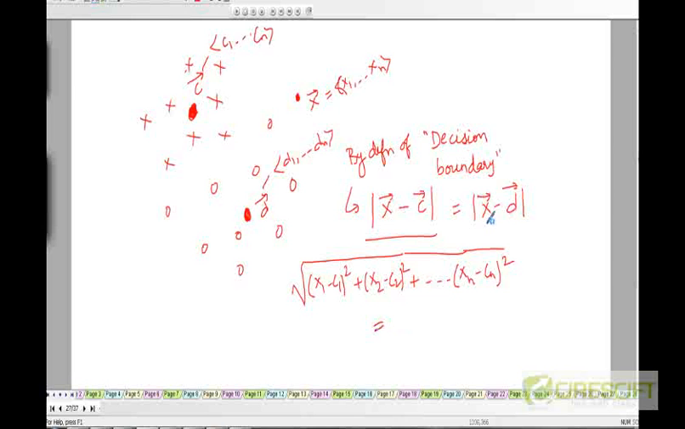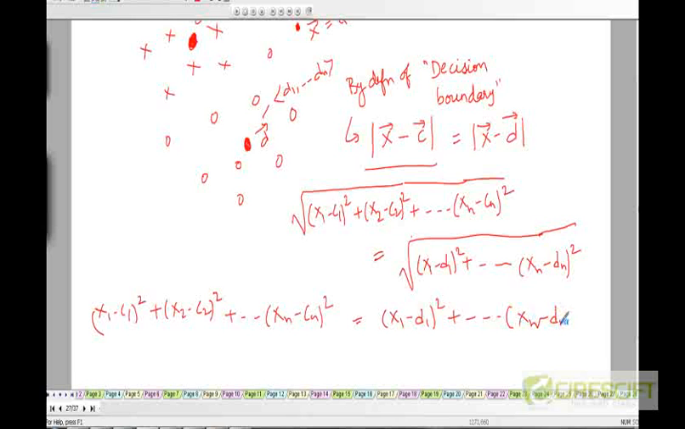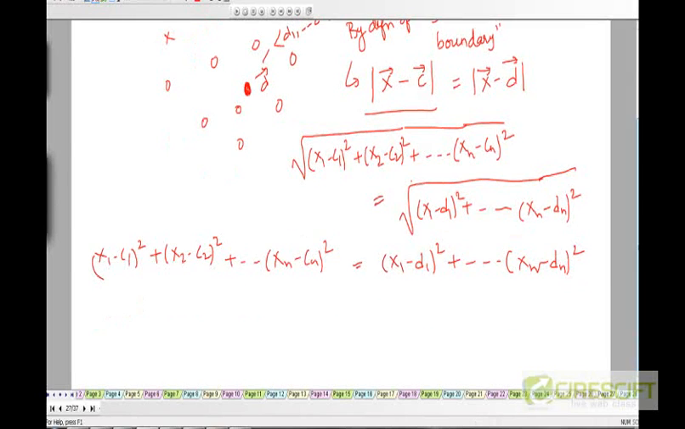Similarly, the magnitude of this vector is the square root of (x1 minus d1) squared so on till (xn minus dn) squared. So you can square both sides here. When you square both sides, you will get (x1 minus c1) squared plus (x2 minus c2) squared so on till (xn minus cn) squared is (x1 minus d1) squared so on till (xn minus dn) squared. So there are n terms on the left hand side, n terms on the right hand side.